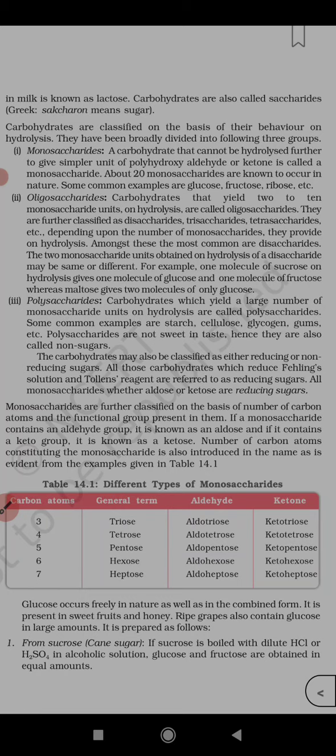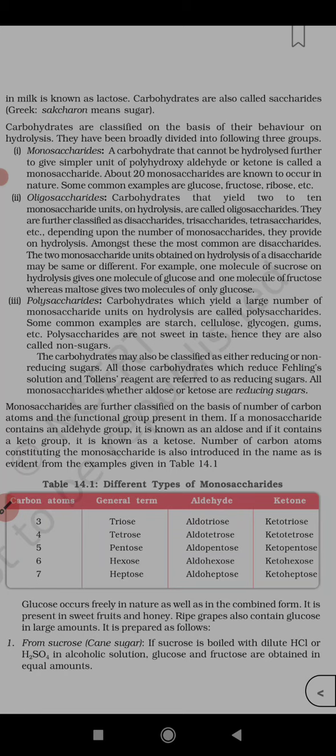The two monosaccharide units obtained on hydrolysis of a disaccharide may be the same or different. See, you have taken a disaccharide, it underwent hydrolysis, and it has given two monosaccharide units. These two monosaccharide units may be different or may be the same.